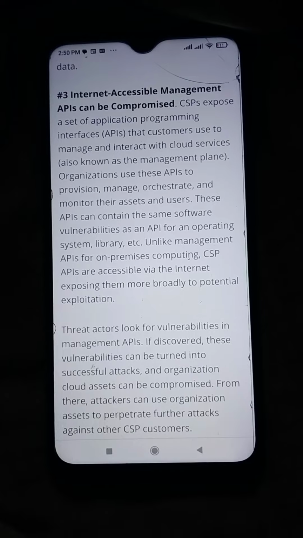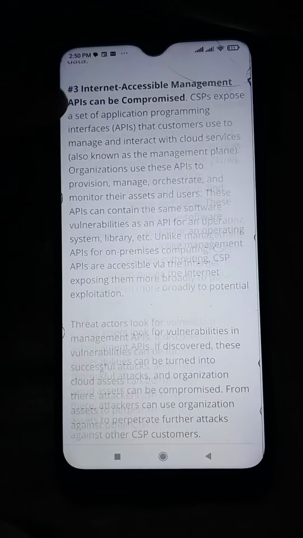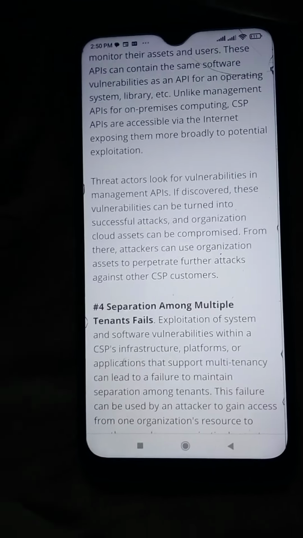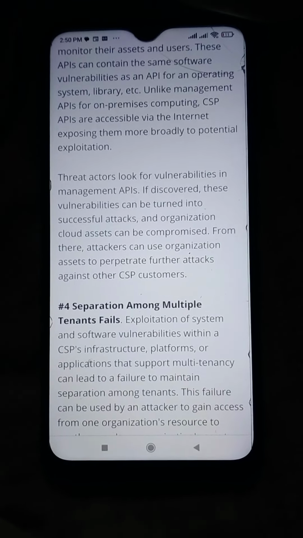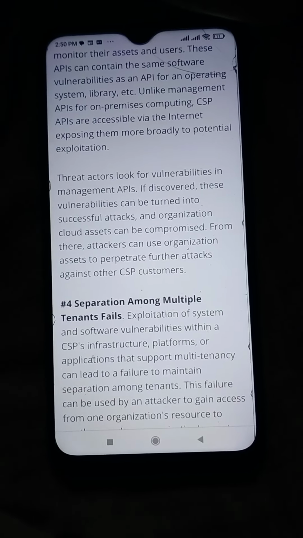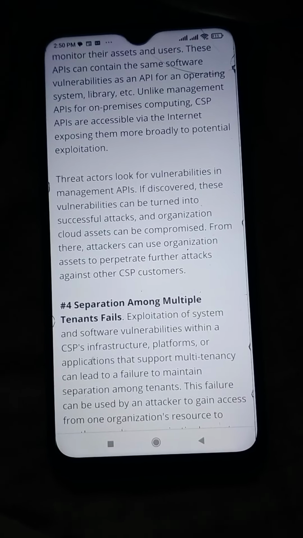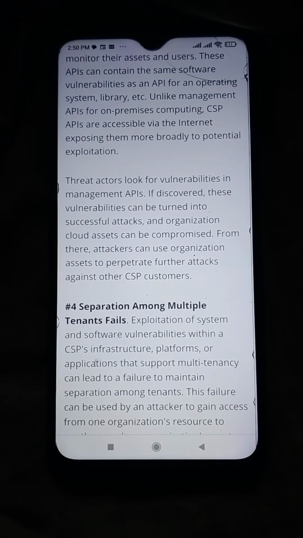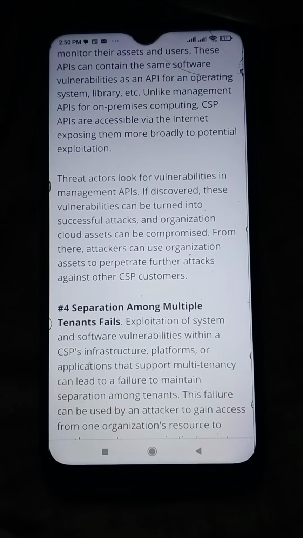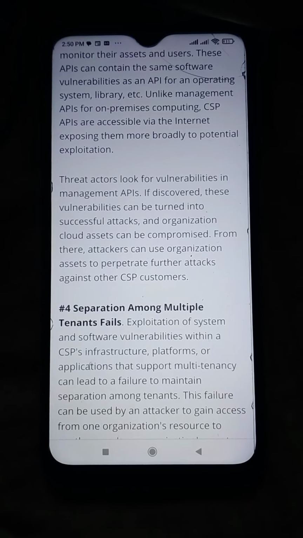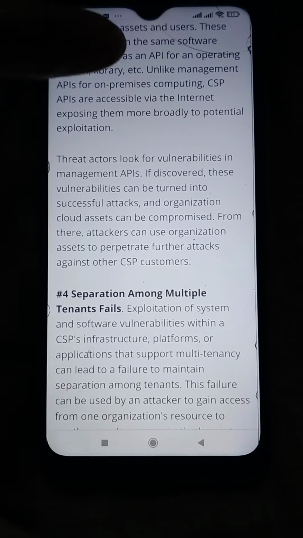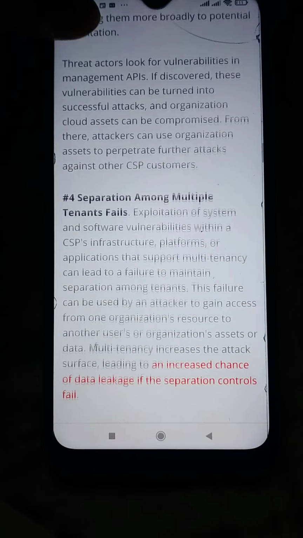Threat actors look for vulnerabilities in management APIs. If discovered, these vulnerabilities can be turned into a successful attack. An organization's assets can be compromised, and attackers can use the organization's assets to perpetrate further attacks against other CSP customers. Number four is separation among multiple tenants fails.